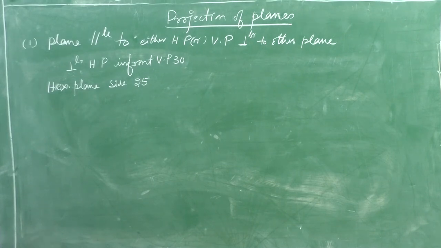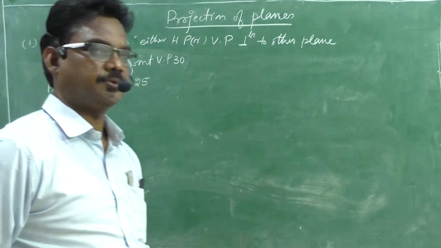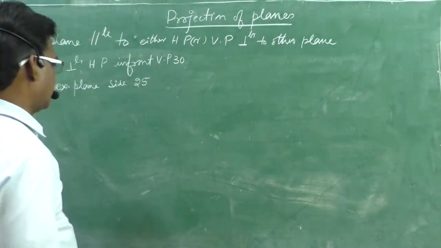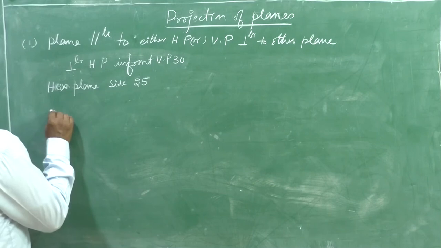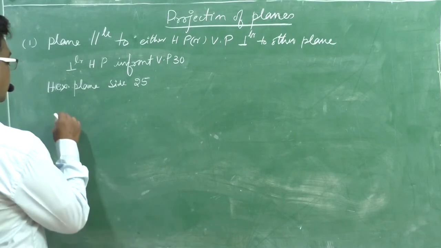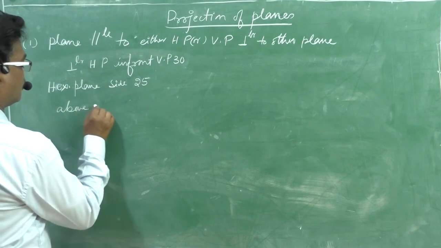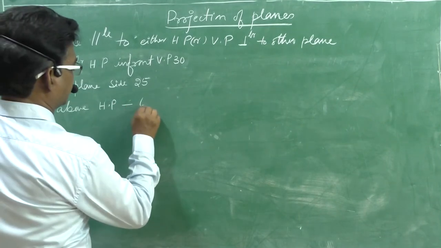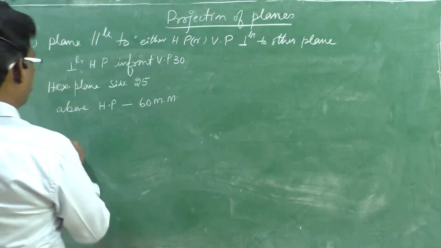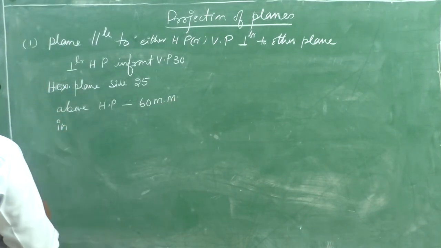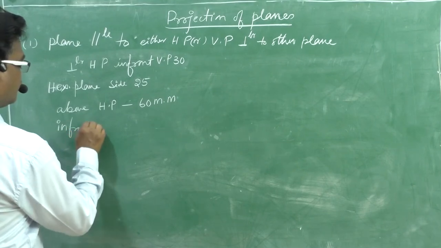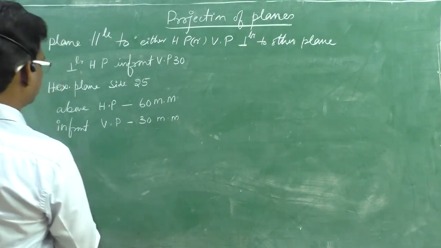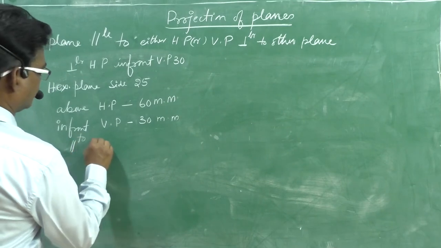Next one, the center point of the plane is above HP, 60 mm, and in front of VP, 30 mm. The plane is parallel to VP.